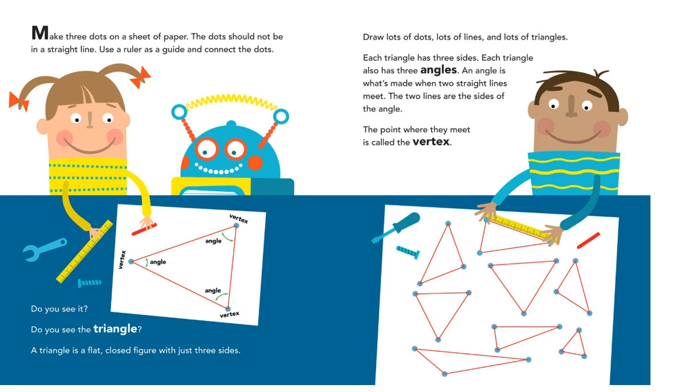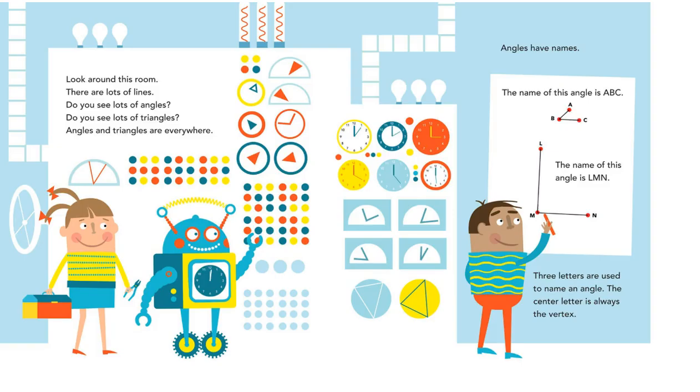Draw lots of dots, lots of lines, and lots of triangles. Each triangle has 3 sides. A triangle also has 3 angles. An angle is what's made when 2 straight lines meet. The 2 lines are the sides of the angle. The point where they meet is called the vertex.